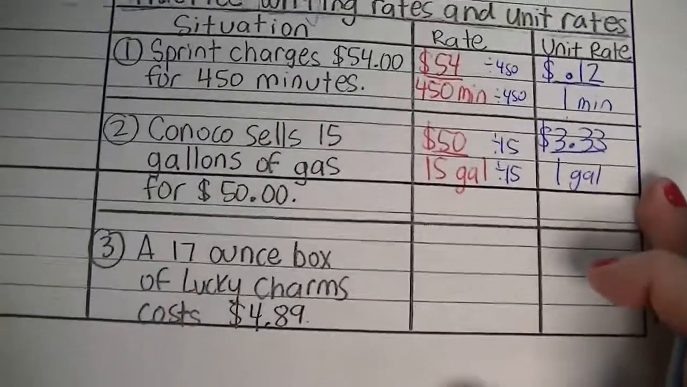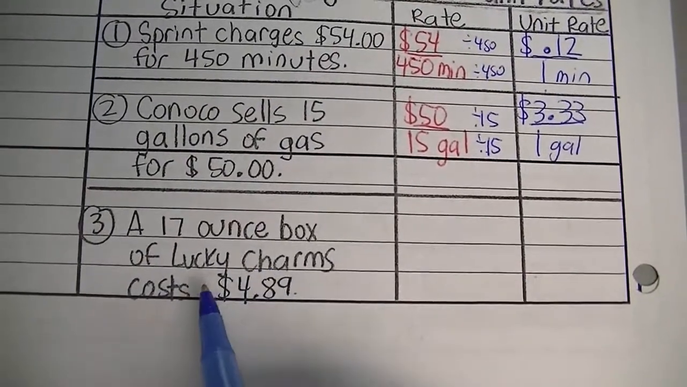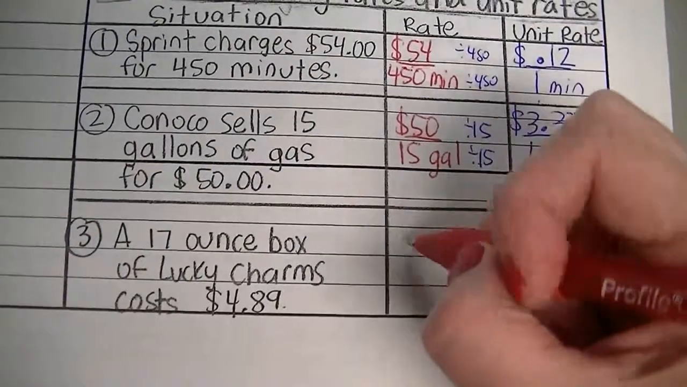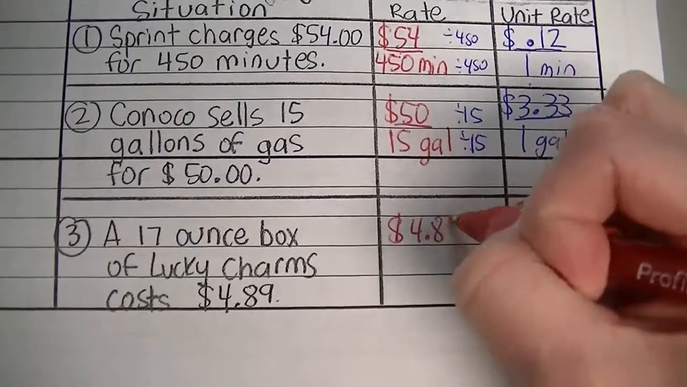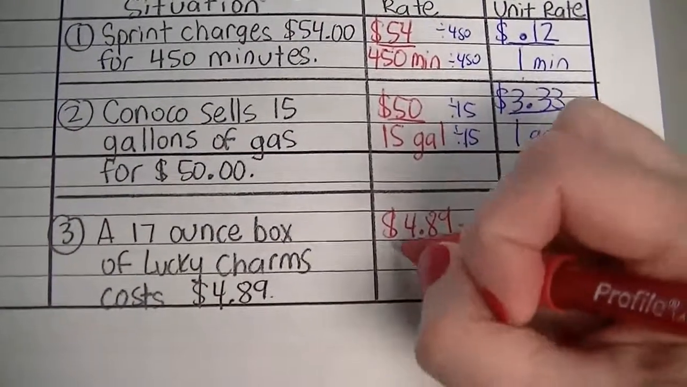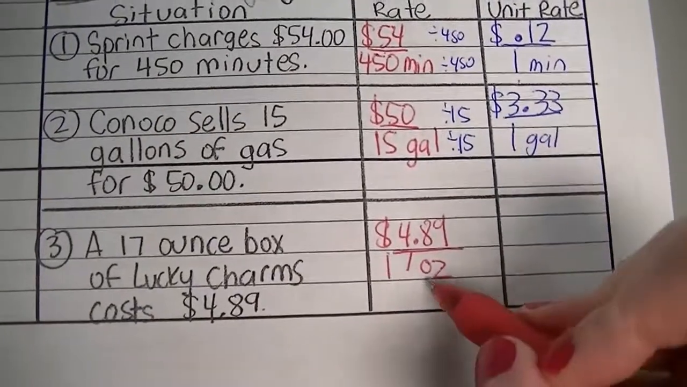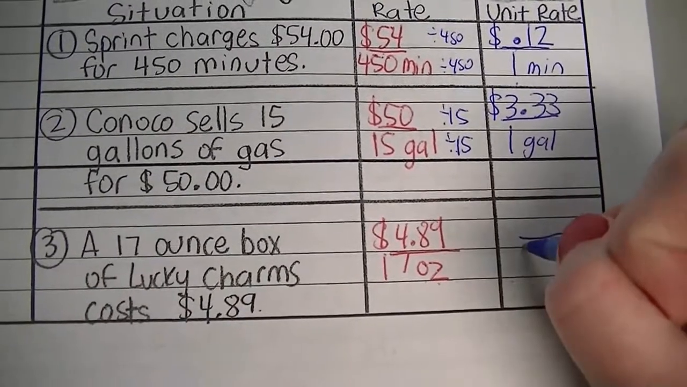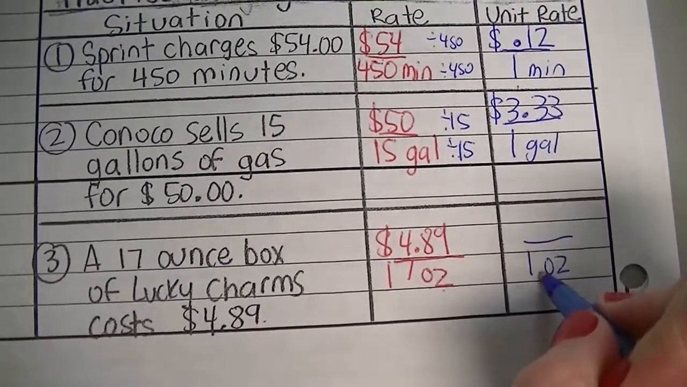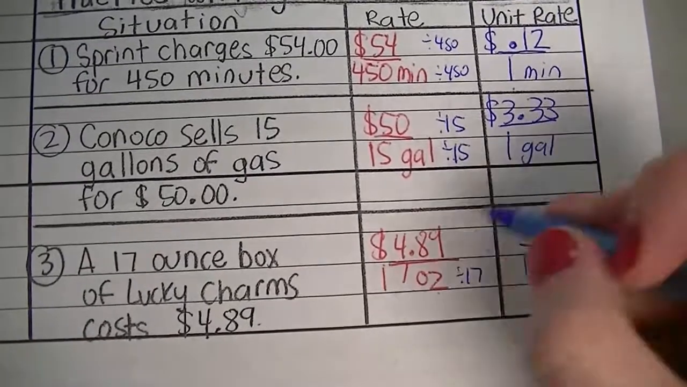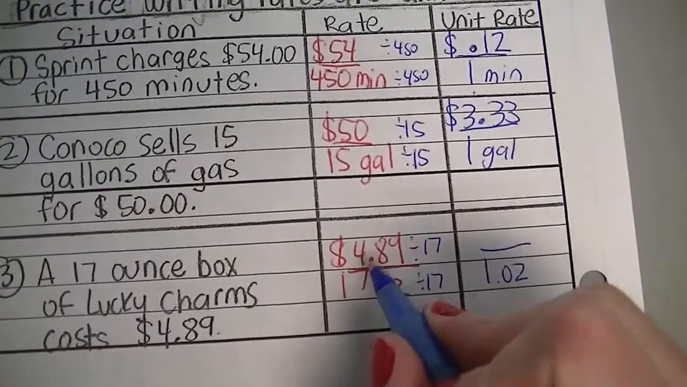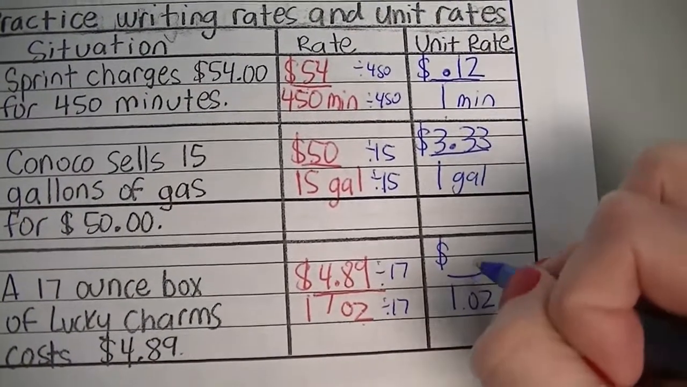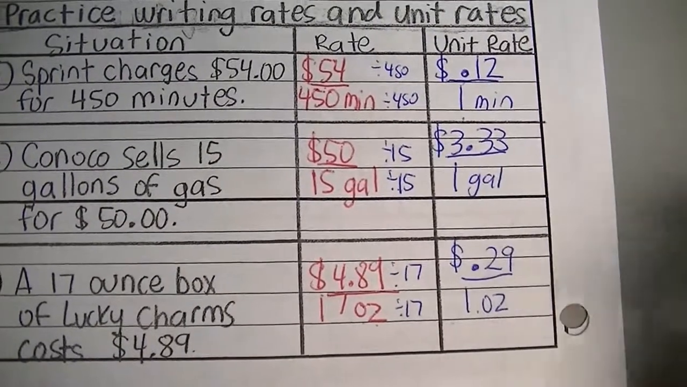Okay, the last one on this page. A 17-ounce box of Lucky Charms costs $4.89. So I see there's a total cost right there. That'll be my numerator. And my denominator is that 17 ounces. OZ is how you represent ounces. And for my unit rate, I want the bottom to equal 1 ounce. So 17 divided by what number is 1? Well, it's divided by 17. So divide also the numerator by 17. 4.89 divided by 17, and make sure you're rounding it to the nearest hundredth properly, because you should get 29 cents per ounce. Okay?